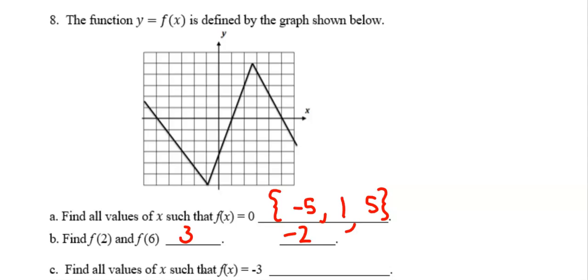Find all values of x such that y is equal to -3. 1, 2, -3 is here. So anytime our graph touches that line of -3, then that's the value we're looking for. So here and here. So that's a list, -3, and when x is 0, right? So when x is -3 and when x is 0. Okay, let's close that brace.